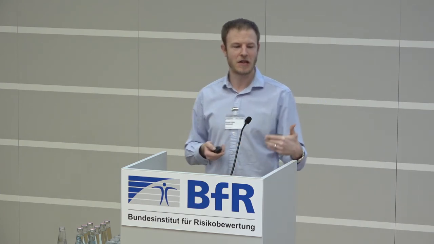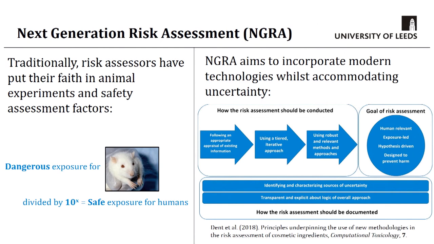So what I would prefer to do is, instead of focusing on the mouse and trying to move from that, why not focus right at the start on humans and think about how the data relate to humans. A recent publication by Dent et al., I think it came out last year, talks about NGRA and some of the principles in NGRA. And one of the key things is this bit in the middle, a tiered iterative approach. The full gold standard, maybe some Bayesian analysis, maybe some kind of imprecise probability analysis, is very costly and very difficult to implement, typically, if you're going to do it properly, in my experience.